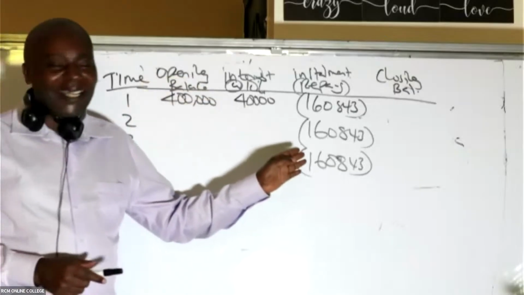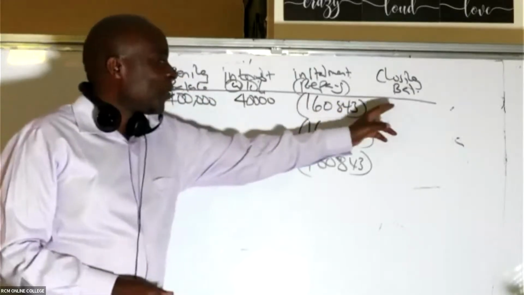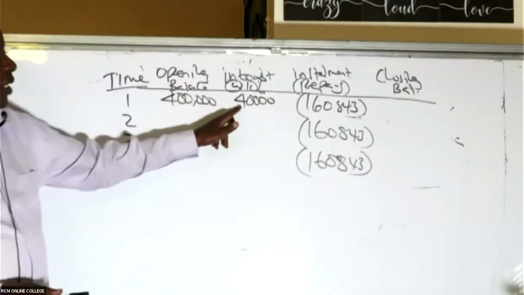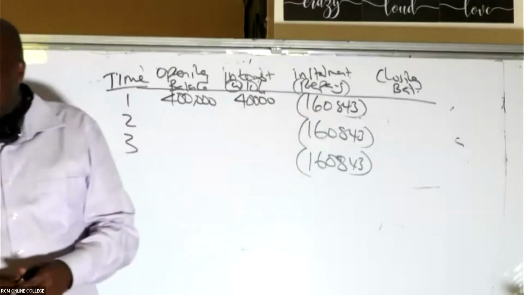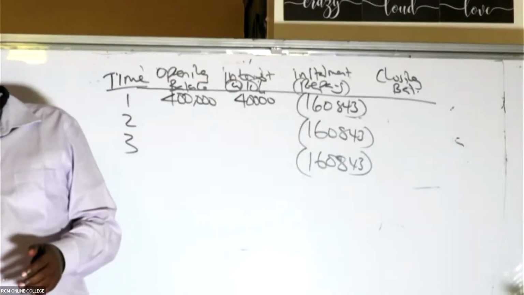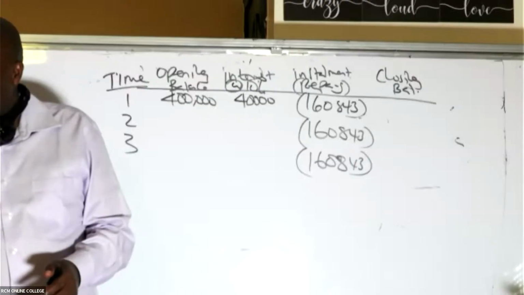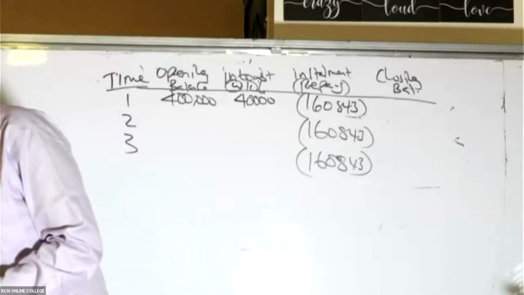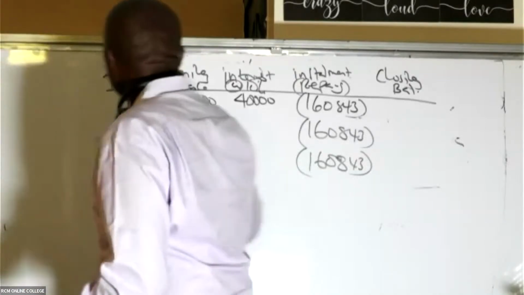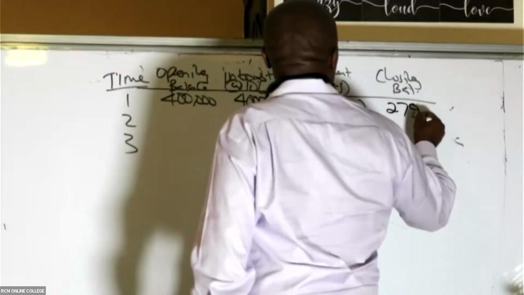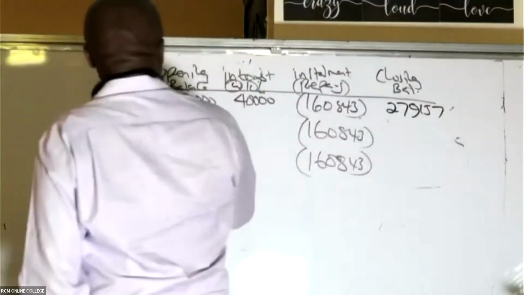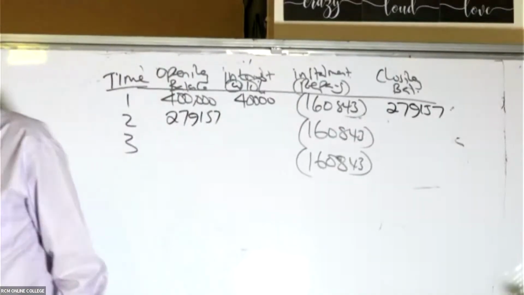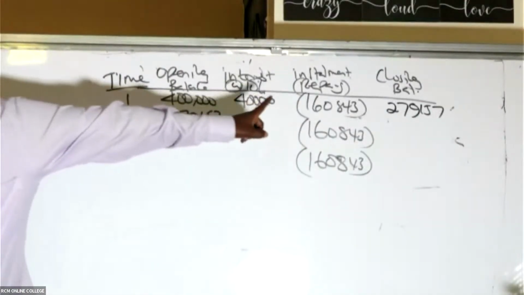All right. So then come and give me the closing balance for year one. Closing balance for year one will be opening plus the interest minus this repayment, which Madam Hilda has been able to give. Frida has said it is 279,157. This is what I put here: 279,157. Let this figure earn interest.